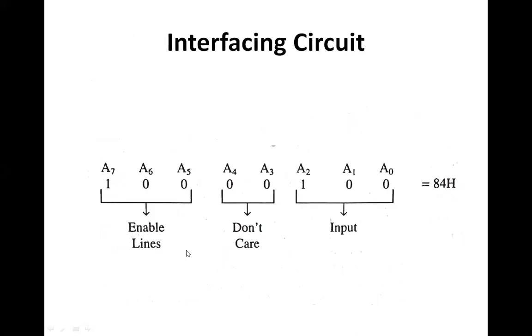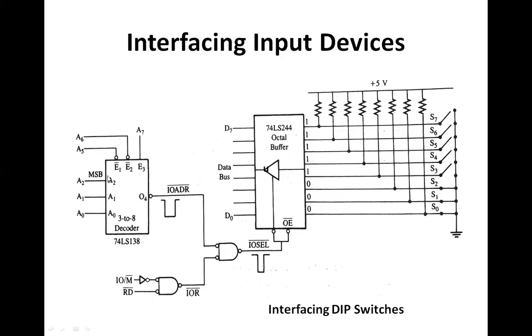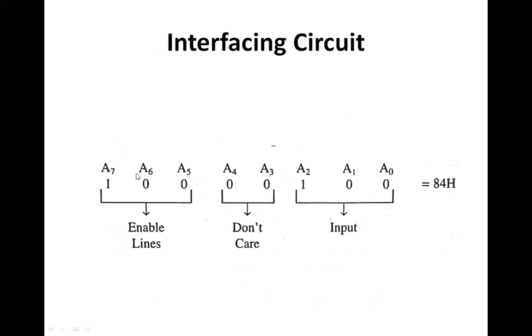So this interfacing circuit is going to generate an address, and the address value will be A7 to A0. A7 is kept 1 because A7 has to be 1 for enabling E3. A6, A5, and A4 are 0.